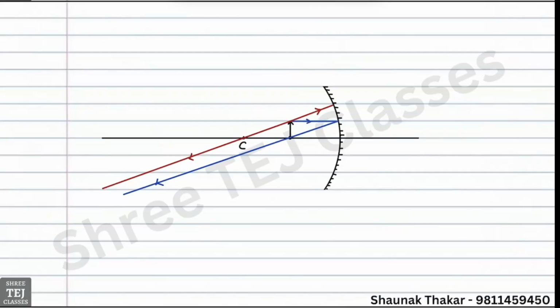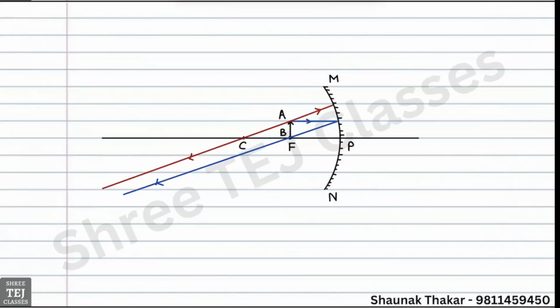Center of curvature C, principal focus F, pole of the mirror P, mirror MN, and object AB. Now we can see that these two lines are parallel to each other. As a result, they will not meet. So we say that they meet at infinity, that is at an extremely large distance in front of the mirror.